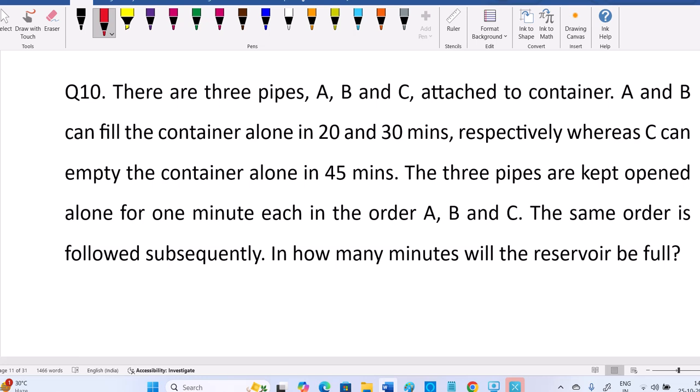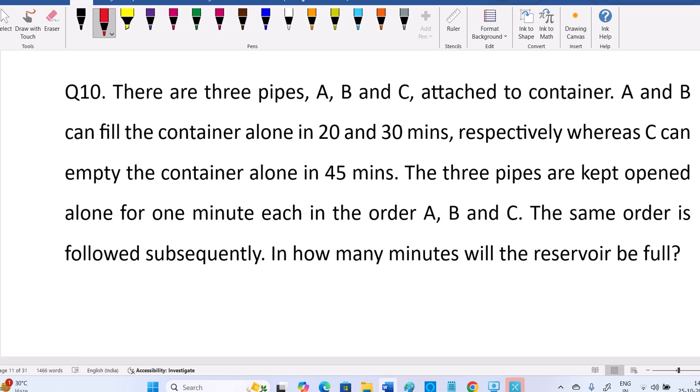You just read the question first. There are three pipes A, B, and C attached to a container. A and B fill that container alone in 20 and 30 minutes respectively, whereas C can empty the container alone in 45 minutes. The three pipes are kept open for 1 minute each in the order A, B, and C.